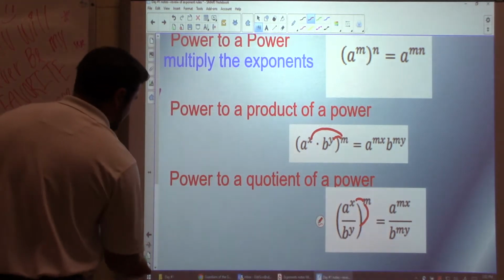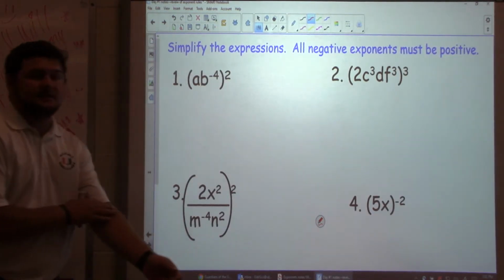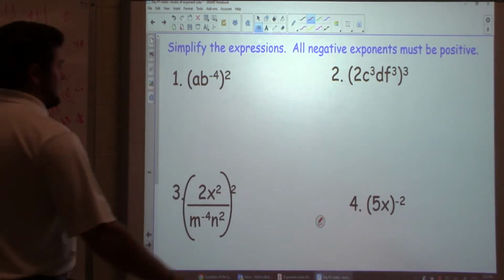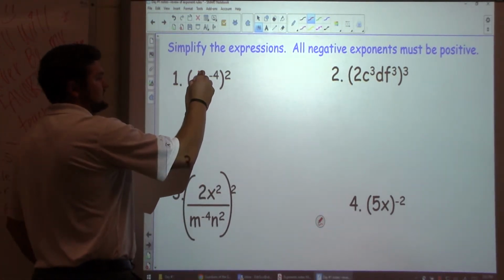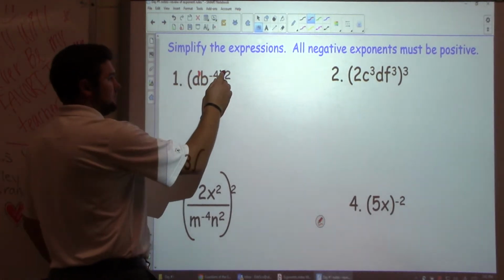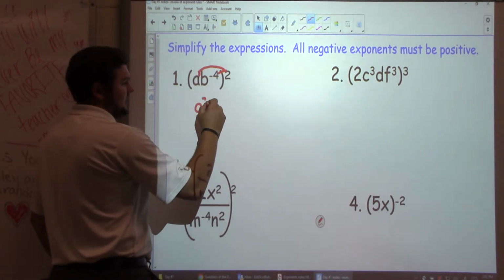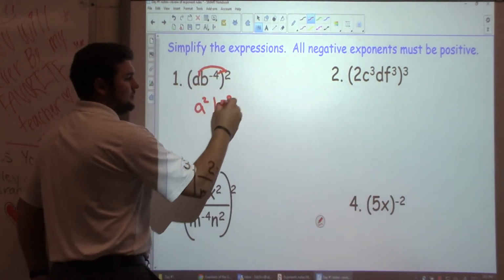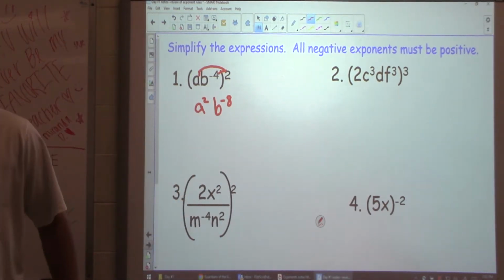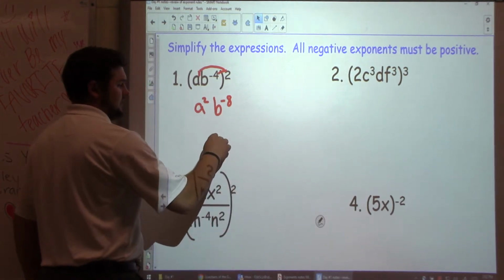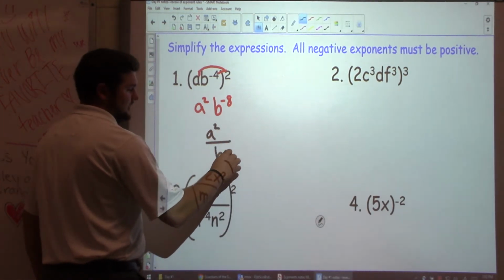Alright, let's do them. First one, ab to the negative fourth, all of that squared. So remember, if a doesn't have an exponent, it's a 1. So if I bring this 2 to both these pieces, I'm multiplying the exponents. I should get a squared b to the negative eighth. And I have to change that negative exponent to positive. Put it to the bottom. So a squared over b to the eighth.